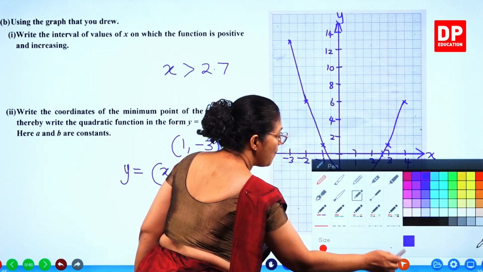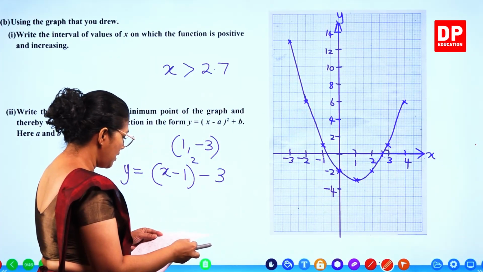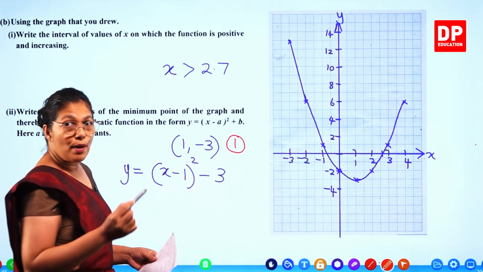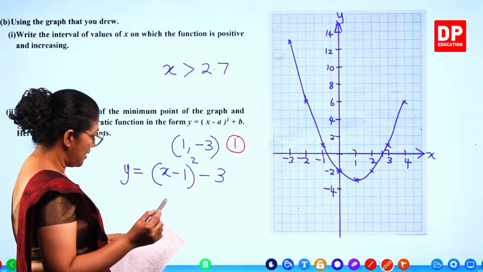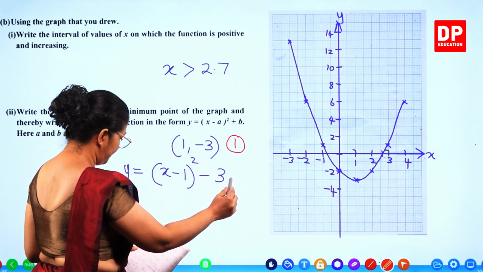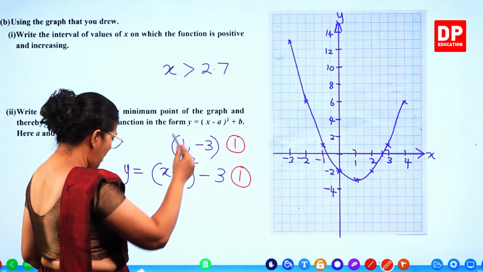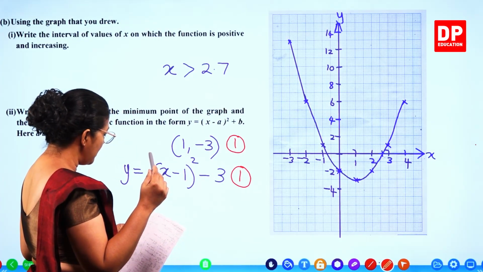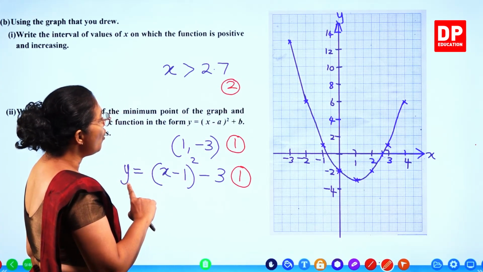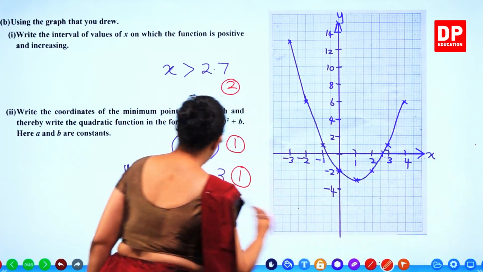So let's see how many marks you are getting for this part. These 2 parts, you are getting 1 mark for identifying the minimum point, and to get this equation, you get 1 mark. And what about this one? x greater than 2.7, you get 2 marks. So we gave 4, 5, 6, 7, 8. So we have to do another 1 part.